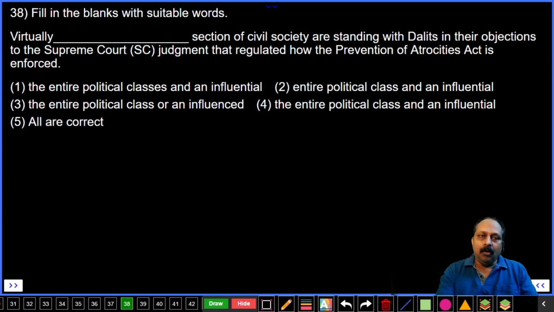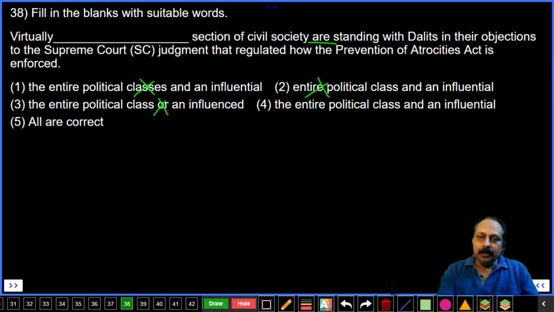Virtually, section of civil society are standing. What is the verb here? Are standing. The verb here is "are standing", which means you need two nouns or a plural noun in the subject. The entire political classes and an influential... We don't say "entire political classes", so classes is not correct. "The" should be there, it is missing, so that is not correct. "The entire political class or", not "or", it should be "and" because of the plural verb.